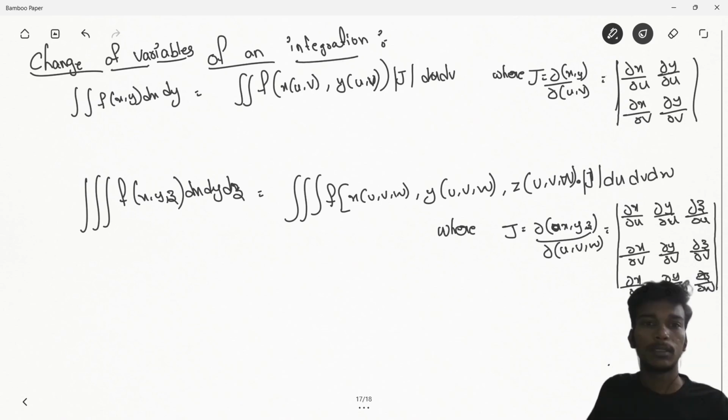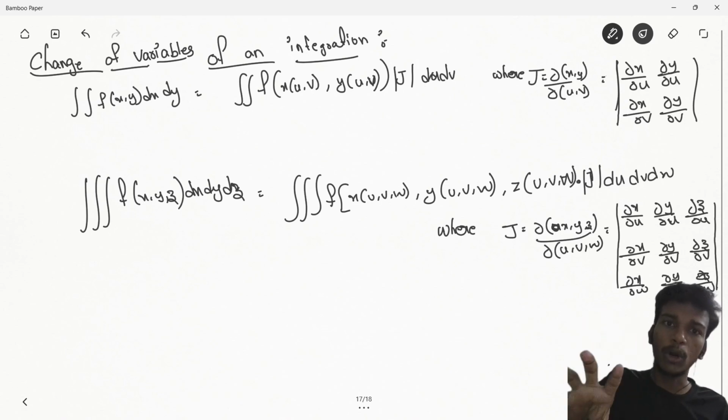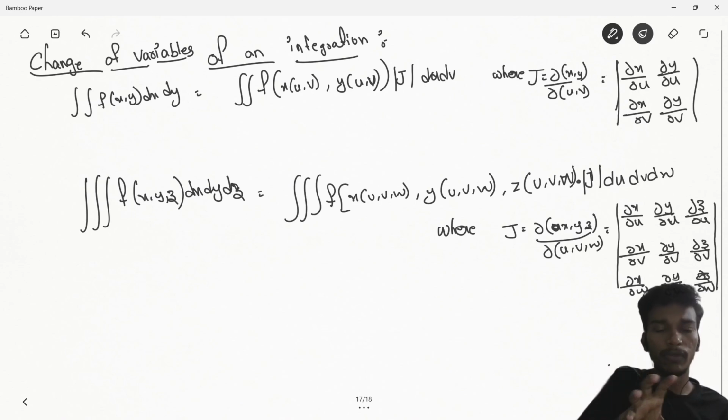First, we have to understand that just consider a function whose limits are very complex in a particular coordinate system. It's very complicated to evaluate by using those limits. So we will try to transform from the present coordinate system to another coordinate system, where we are going to get the limits of the integral very easily, so that we can integrate the function smoothly or with less effort.